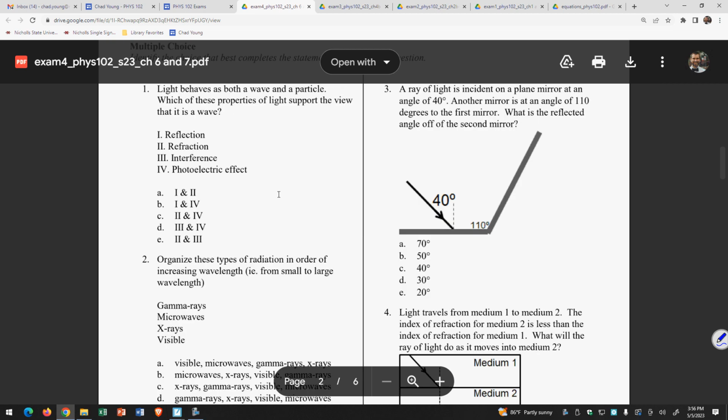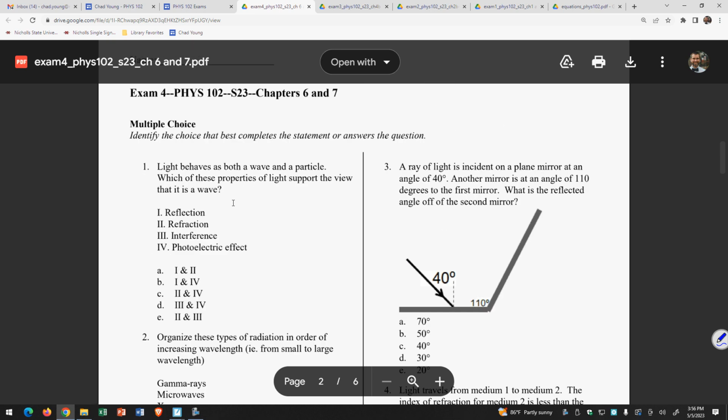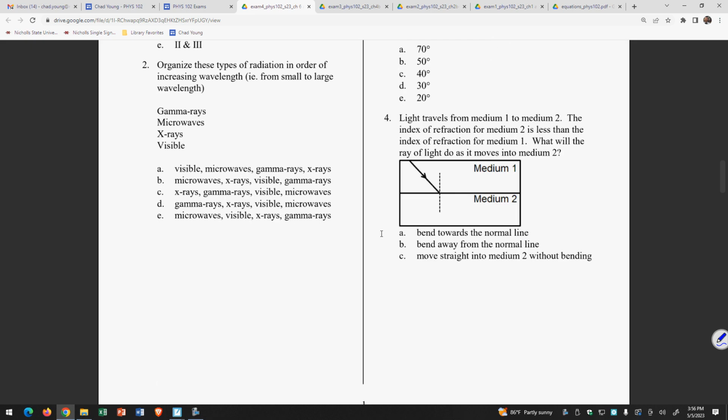Let's look here. Reflection. Know your different types of light. Remember I said I wouldn't ask about the people, Huygens or Newton. Somebody locked me into that.